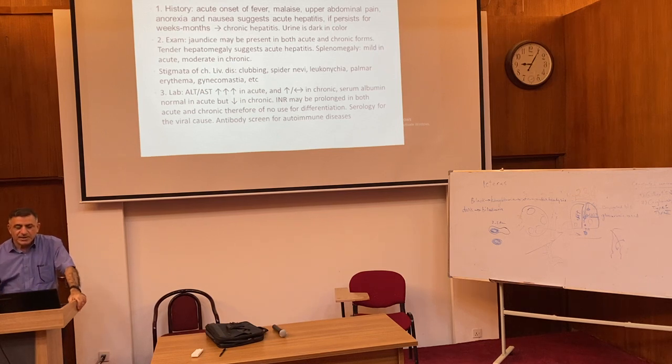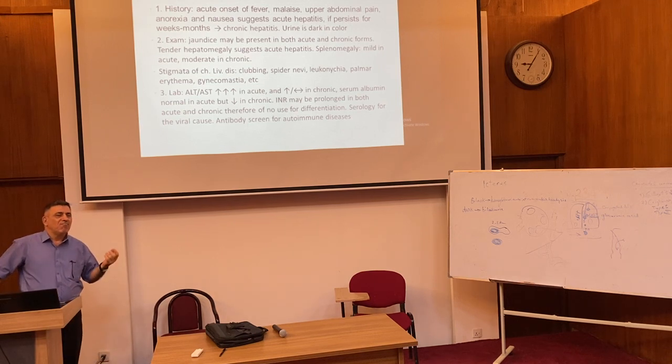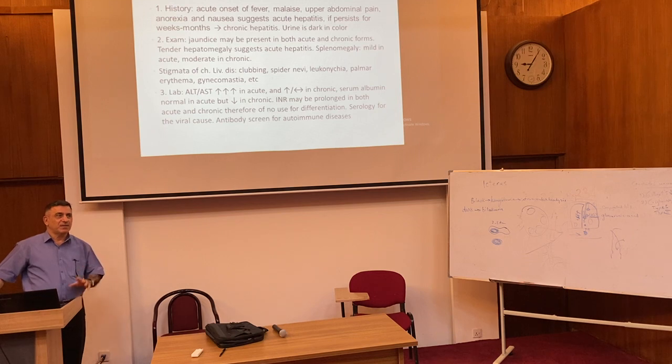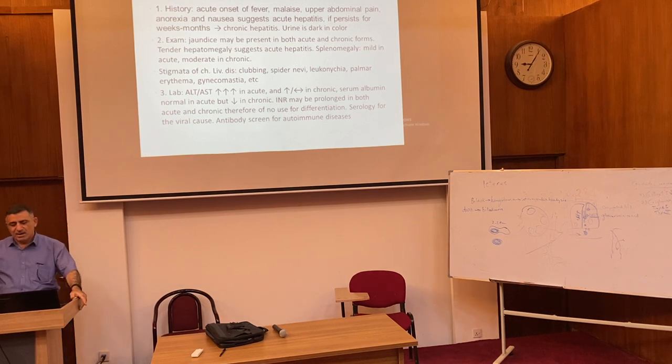Of course, the laboratory tests. The important enzymes are ALT and AST. In acute hepatitis ALT and AST will become very high, while in chronic hepatitis they are mildly elevated or normal. INR, theoretically, prothrombin time, INR is raised in both acute and chronic.